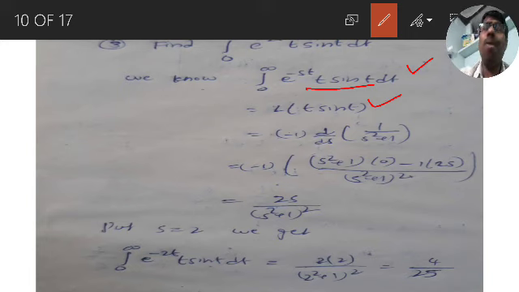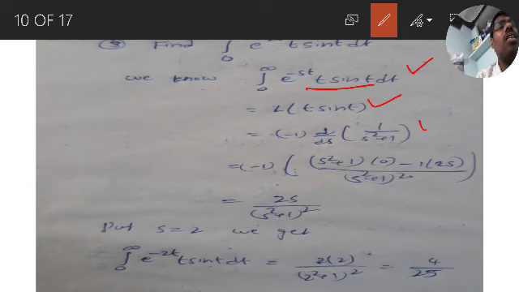Multiplication by t means we do derivative. Division by t means we do integration. So L of t into sin t is minus 1 times d by ds of L of sin t. L of sin a t is a by s square plus a square. So L of sin t is 1 by s square plus 1 square, that is, 1 square is 1. Therefore d by ds of 1 by s square plus 1.